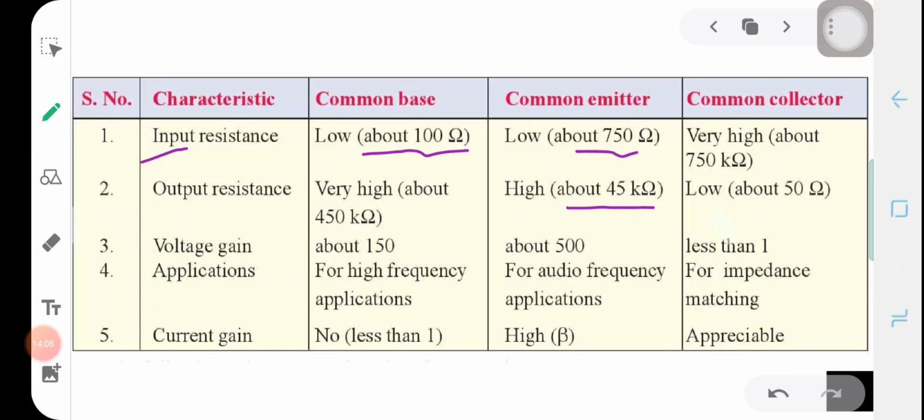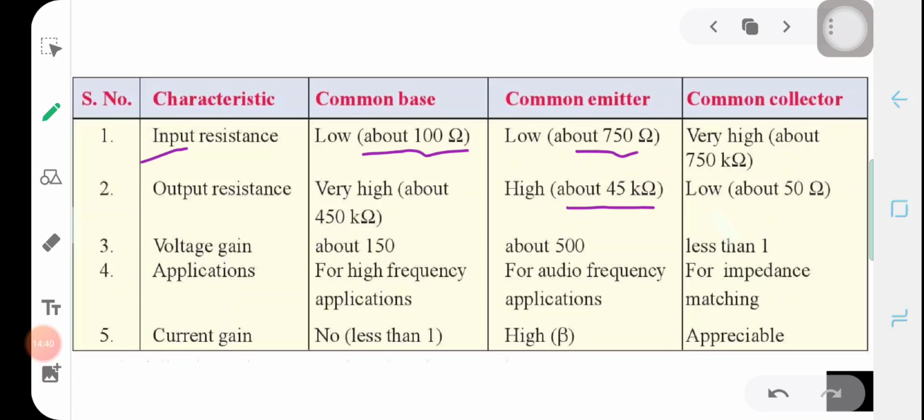And if we consider the applications, the common base connection is used for high frequency applications, and common emitter connection is used for audio frequency applications, and the common collector connection is used for impedance matching. So that's all about the comparison between the three different transistor connections: common base, common emitter, and common collector.